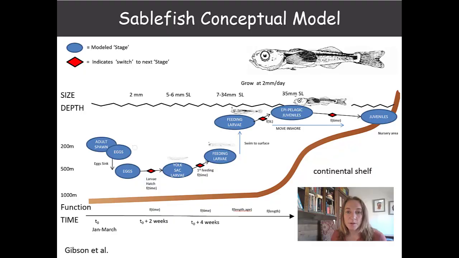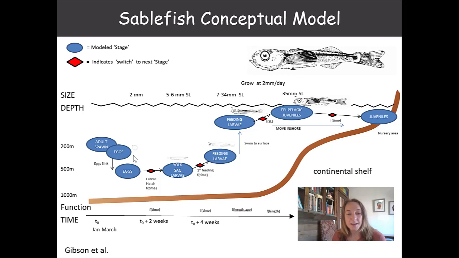This is an example of a conceptual model that I developed for an early life history model of sablefish that I have worked on. So before I really started coding and developing my equations, I spent some time thinking about what I knew about sablefish and how I could represent them within a model. So for example, we knew that the adult sablefish spawn, releasing their eggs in deep water off the continental shelf in the Gulf of Alaska.